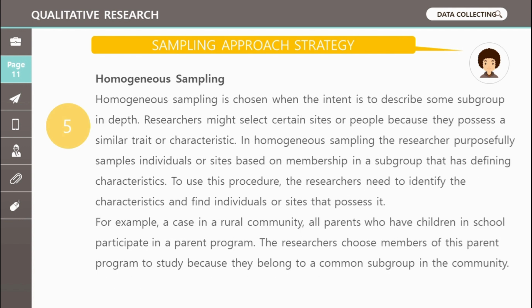The fifth strategy is homogeneous sampling. Homogeneous sampling is chosen when the intent is to describe some subgroup in depth. Researchers might select certain sites or people because they possess a similar trait or characteristic. In homogeneous sampling, the researchers purposefully sample individuals or sites based on membership in a subgroup that has defining characteristics. To use this procedure, the researchers need to identify the characteristics and find individuals or sites that possess it.